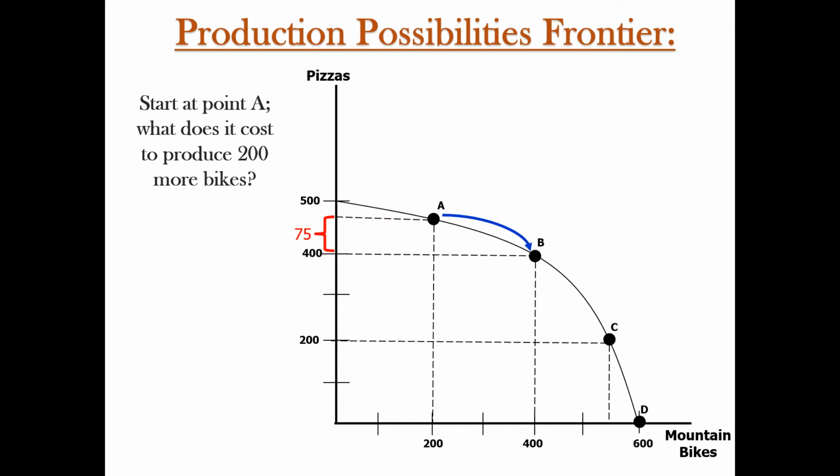Well, let me ask this question. Let's start at point B now and ask the question, what does it cost to produce 200 more mountain bikes? So now we're at point B, producing 400.